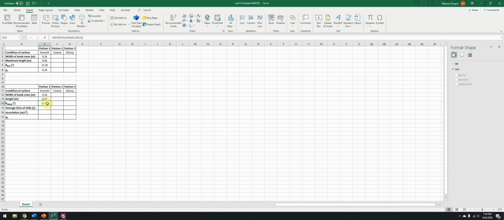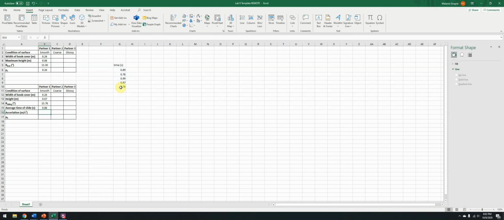So the next thing that I'm going to do is hold my quarter at the edge of the book and release it, and I'm going to time it 5 times and see how long it takes to reach the edge of the book. So now you can see I have my 5 times, and I'm going to take the average of them, so equals average, and then I'm going to highlight those 5 times and hit enter.